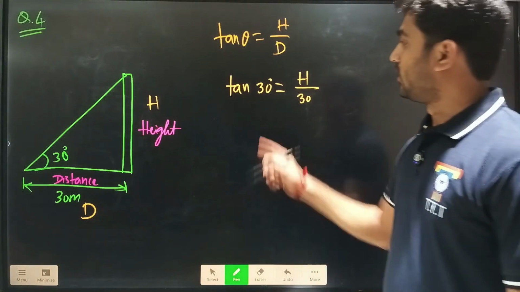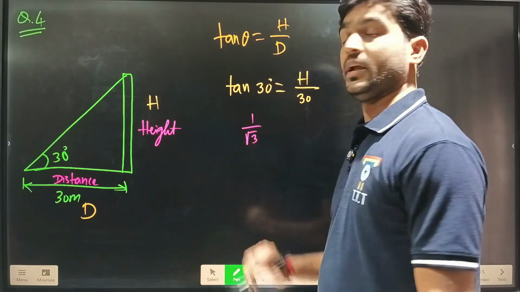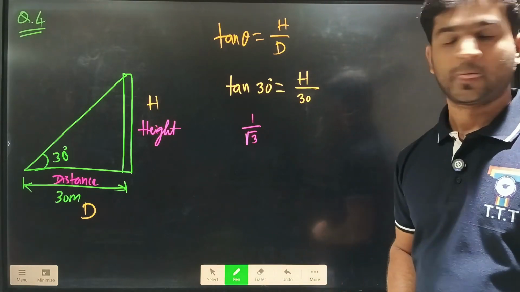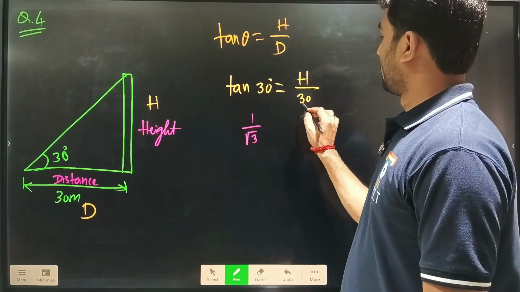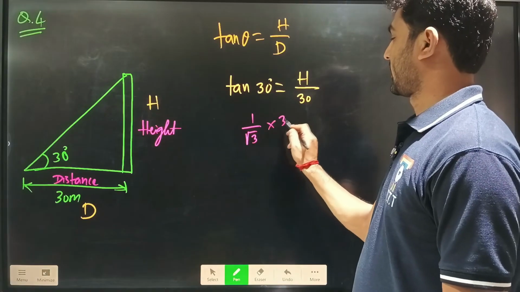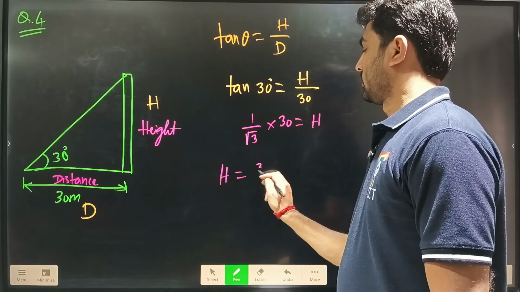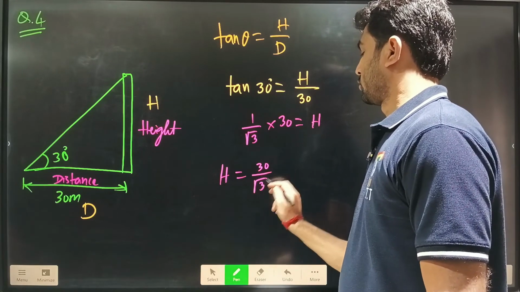The distance is 30 meters. Now, what is tan 30 from the standard table? Tan 30 is 1 by root 3. If you send this 30 to that side, 1 by root 3 into 30 equals h. Or h equals 30 by root 3.